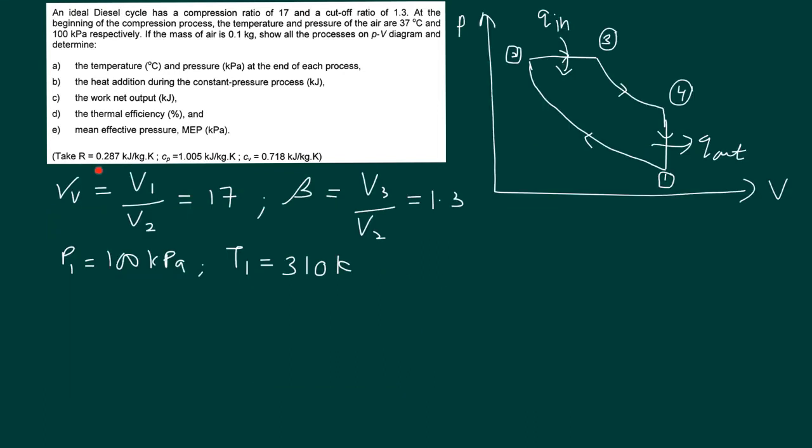So given the compression ratio as 17 and your beta as 1.3, and P1 and T1 as 100 kilopascal and 310 Kelvin, this one is already changed into Kelvin. So we are going to solve this step by step with the assumption of constant specific heat values.